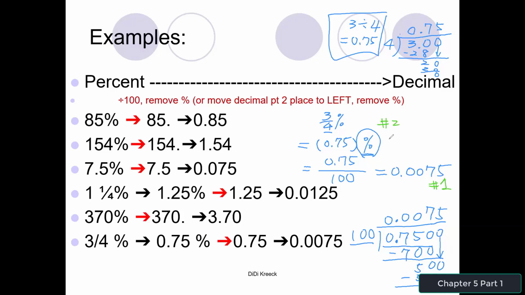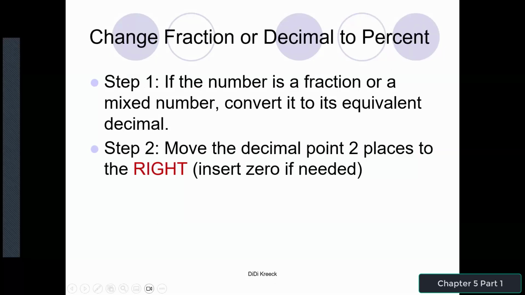Method 2, 0.75, okay, I can simply move the decimal point 2 places to the left. And then insert 0, since there is no preceding whole number, so we can enter 0 in front of the decimal point, so it will be 0.0075. Okay, so either way, it will work, whether you divide this number properly by 100, or move the decimal point 2 places to the left. We did several examples of how to convert a percent into a decimal.